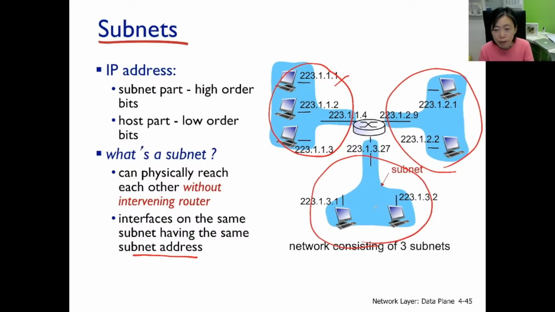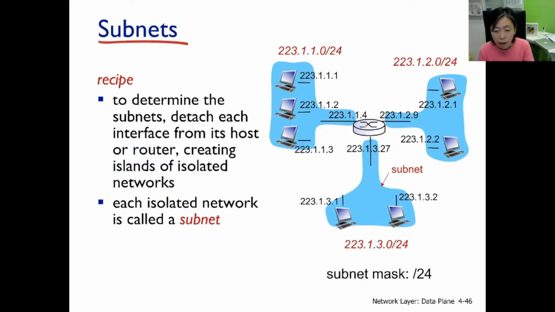So each of them is a subnet, but these two are not in the same subnet because there's a router intervening. Now, we also use something like this to say, this is the subnet address. You see here, this number indicates how long the subnet part of the IP address is. So 8 bits, 8 bits, 8 bits, 24 bits.